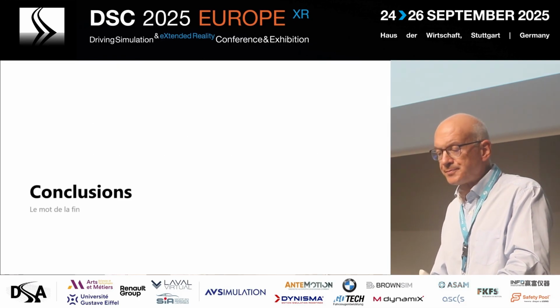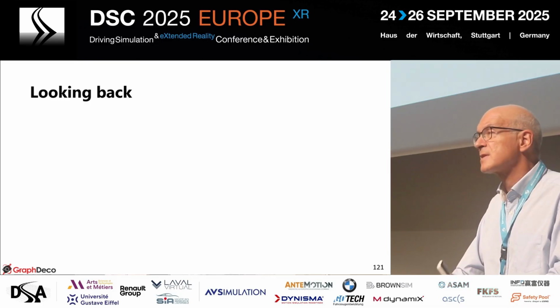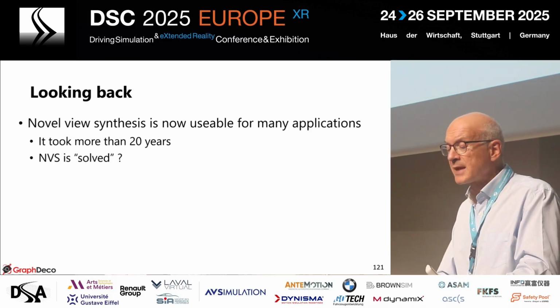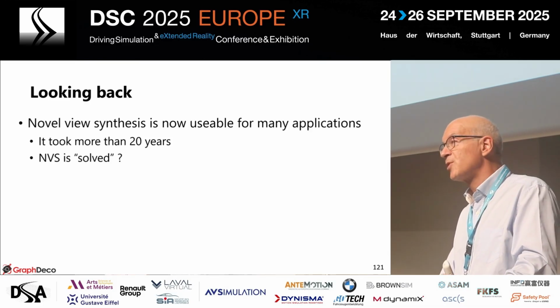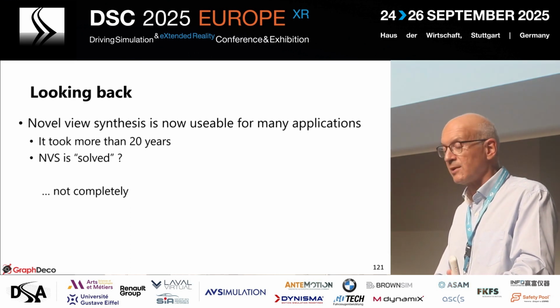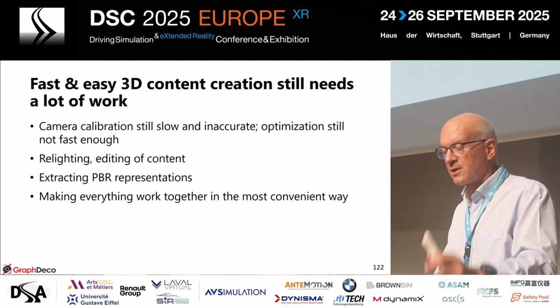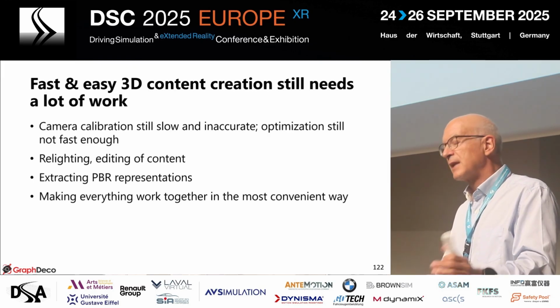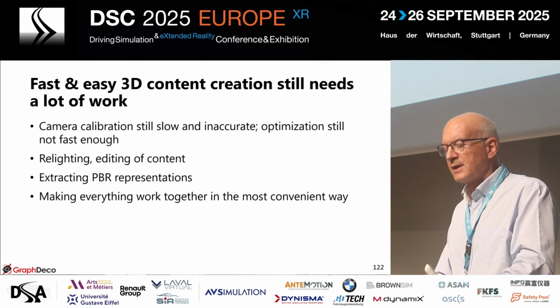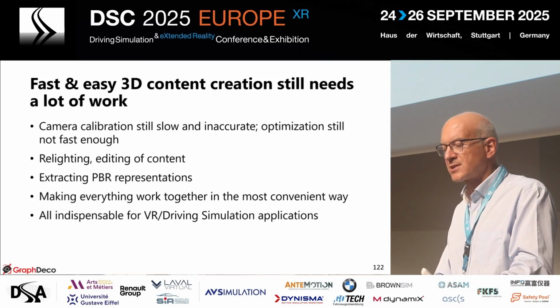So in conclusion, novel view synthesis now is clearly, thanks to Gaussian splatting, usable in many applications, but it took more than 20 years. So is this actually solved? I don't think so completely. Camera calibration is still slow, even though our recent work gets rid of that. Relighting still needs to be controllable, and we need to be able to use this in physically based rendering.